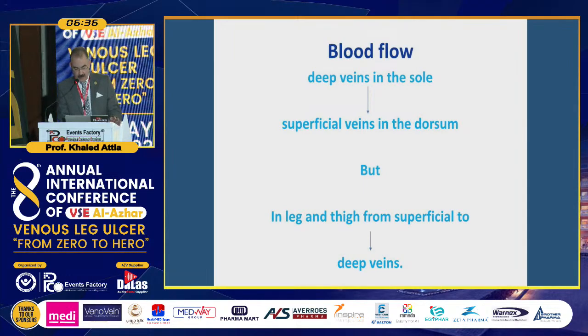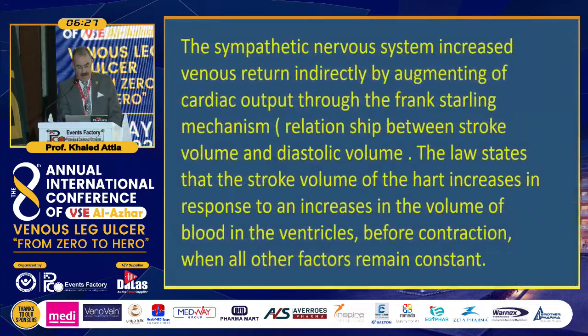Blood flow in the foot is directed from the deep veins to the superficial veins. In the leg and the thigh, it is directed from the superficial veins to the deep veins. The sympathetic nervous system increases venous return indirectly by augmentation of cardiac output through the Frank-Starling mechanism, the relationship between the stroke volume and the diastolic volume. The law states that the stroke volume of the heart increases in response to an increase in the volume of blood in the ventricle before contraction, when all other factors remain constant.